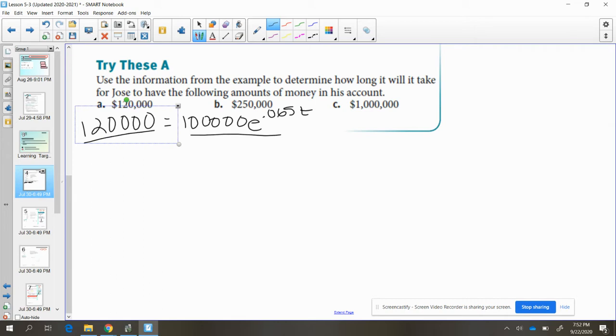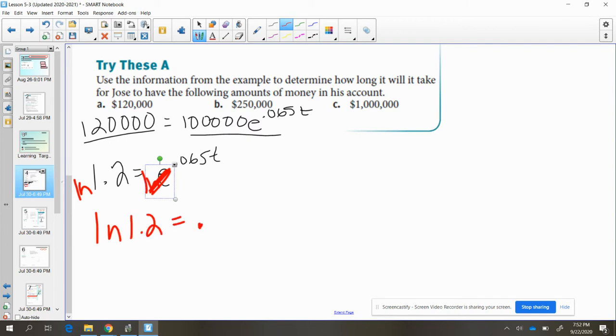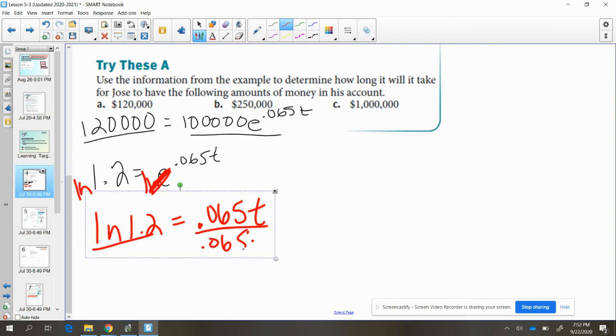Okay, so we're going to start by isolating as much as possible our exponential, the e to the 0.065 t. So when we divide 120,000 by 100,000, we end up with 1.2. And then as we stated up above, we're going to want to take the natural log of both sides here so that we can undo this e, and we're left with ln of 1.2 equals 0.065 t.